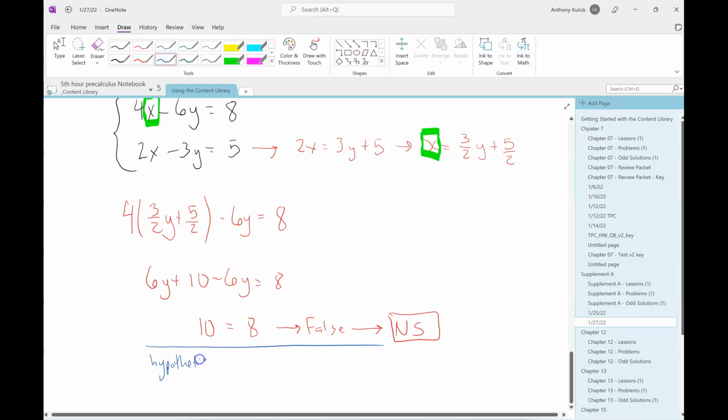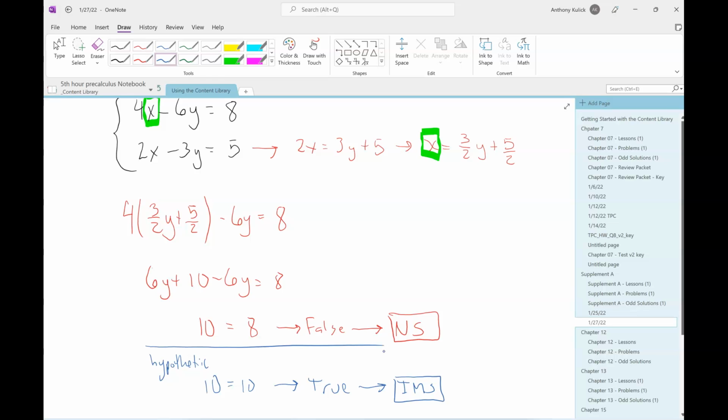What would an infinitely many solutions situation look like? You'd be left with 10 equals 10, or some kind of true statement. That would be what implies the infinitely many solutions situation. Everybody's okay with that? Okay.